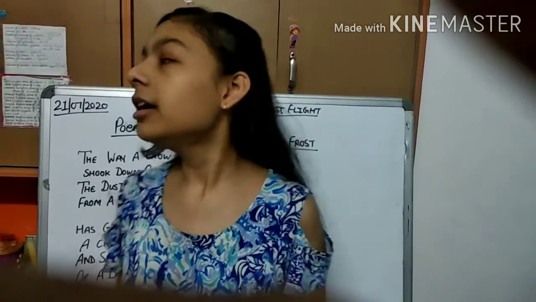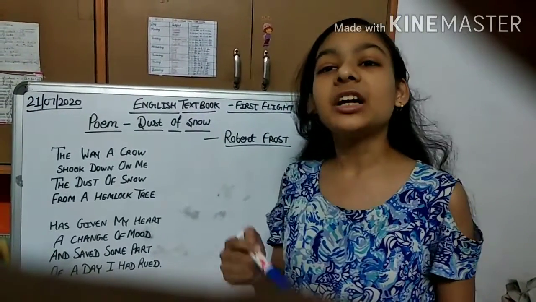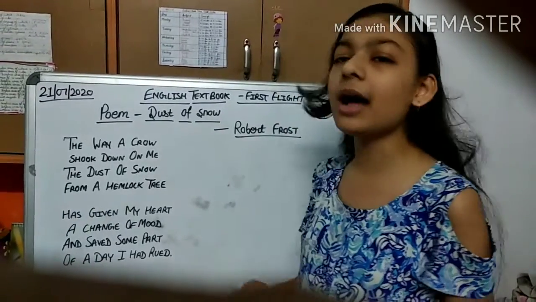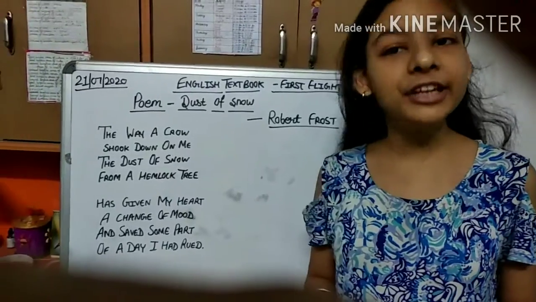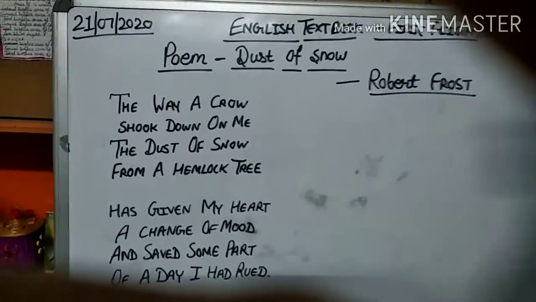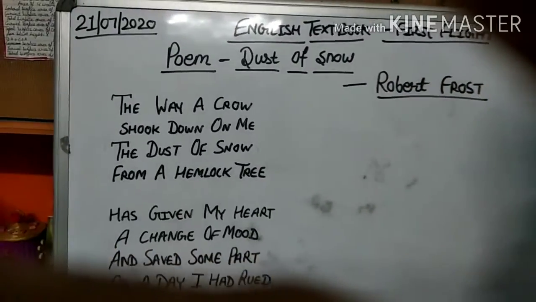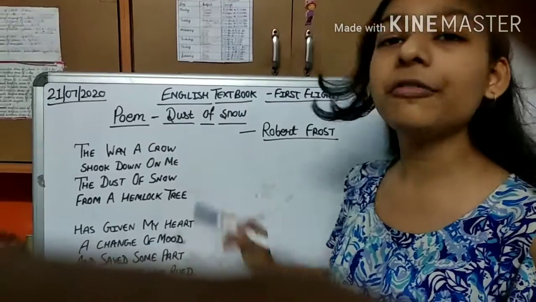So let's start. The way a crow shook down on me the dust of snow from a hemlock tree has given my heart a change of mood and saved some part of a day I had rued. So this is a short poem with a deep meaning, of two stanzas. So let's move to the first stanza.